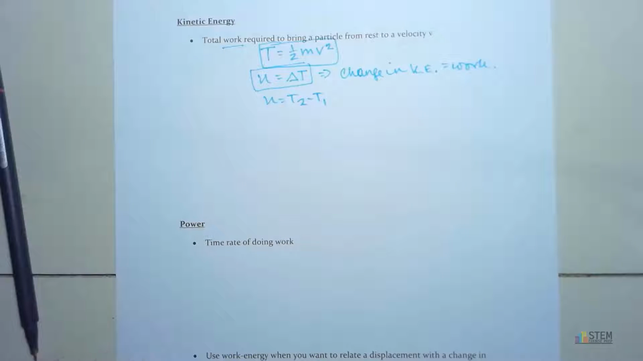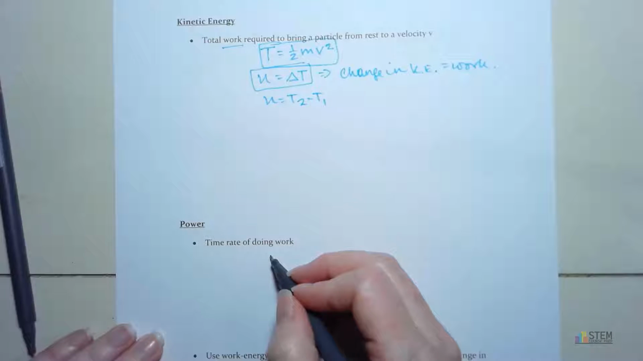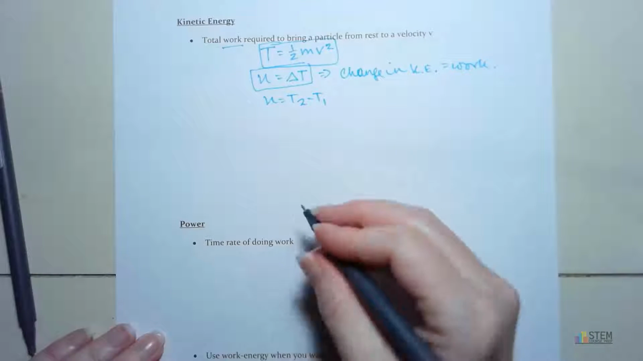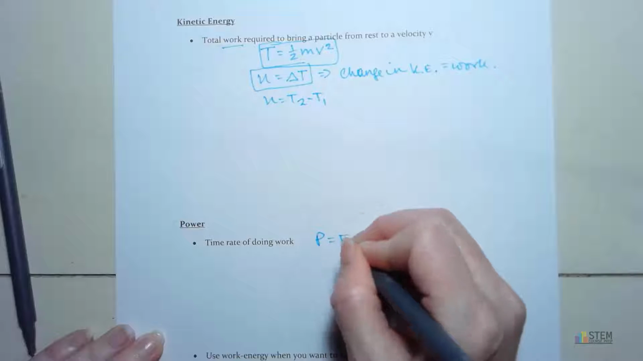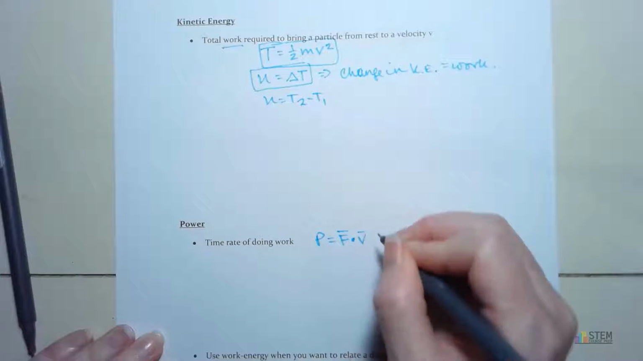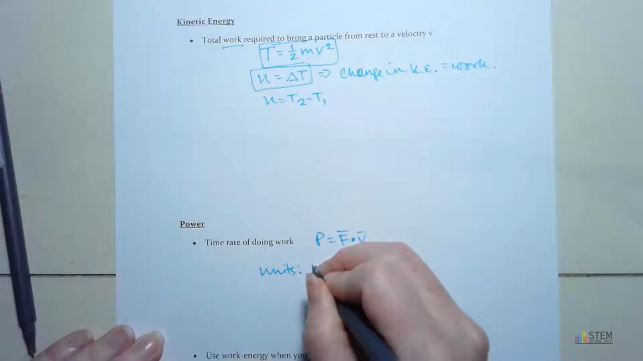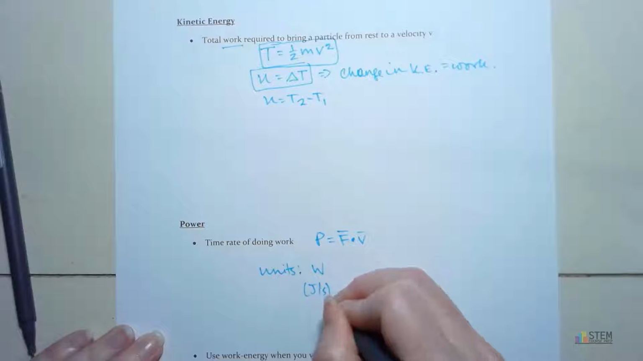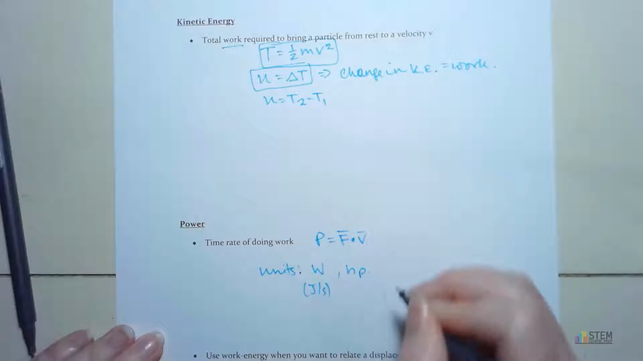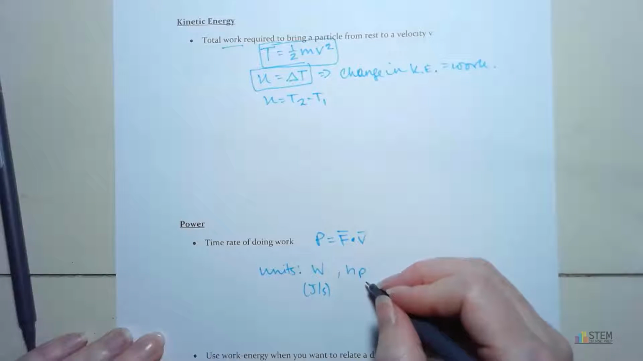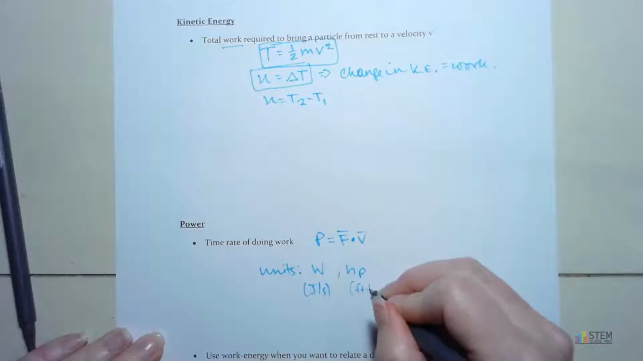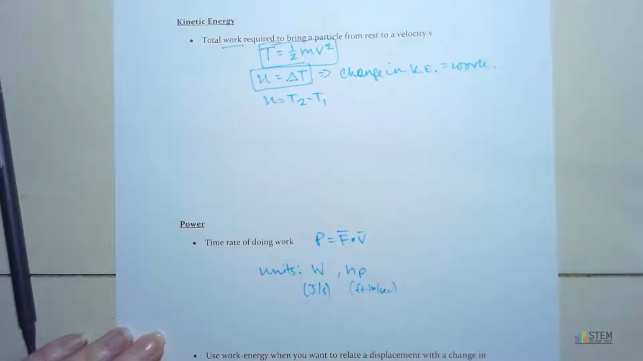And then last couple of things. Power is just the time rate of doing work. So the equation is P stands for power equals F dotted with v. The units for this will be watts. Watts are joules per second. And then in the English system, you'll have horsepower. Horsepower is foot-pound per second. So those are going to be your units. That's all power is. It's just F dotted with v.